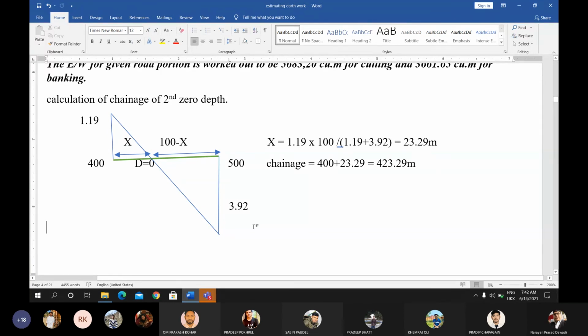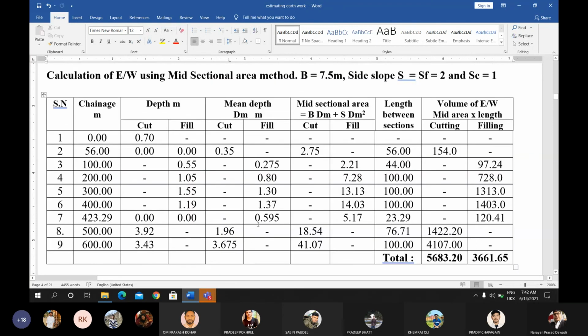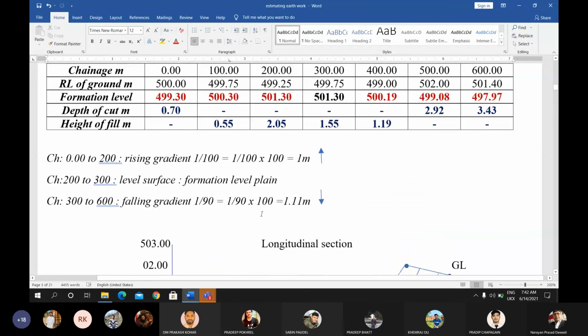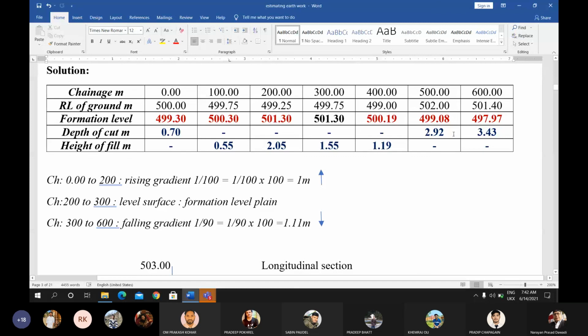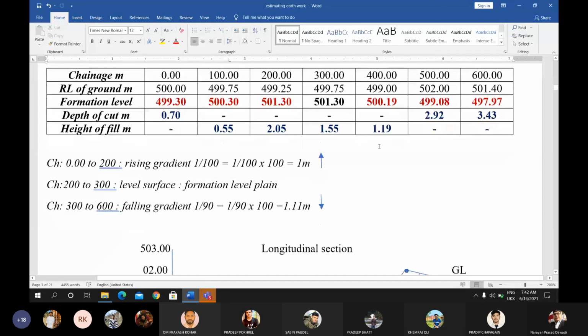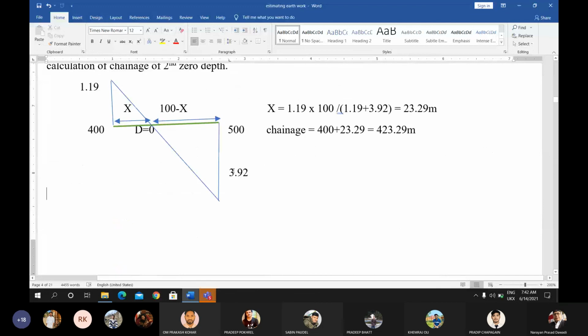In this way I did, but for our case the value is changed. For our case 2.92 is here and 1.19 is here. This is 2.92. The value will be changed. There was a mistake during the calculation.